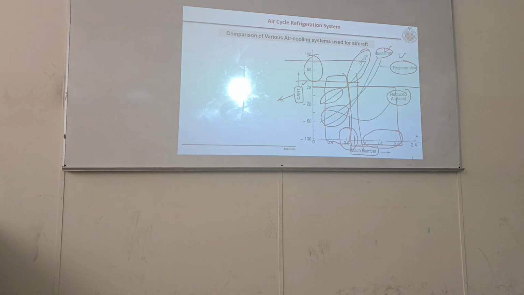Okay. This graph is clear. So that has been discussed. If the airspeed, meaning the speed of your aeroplane, is greater than 1000 kilometers per hour, which means higher than a Mach number of 1, you have to go for these two or reduced ambient air. Reduced ambient air may be useful only for supersonic aircraft and rockets.